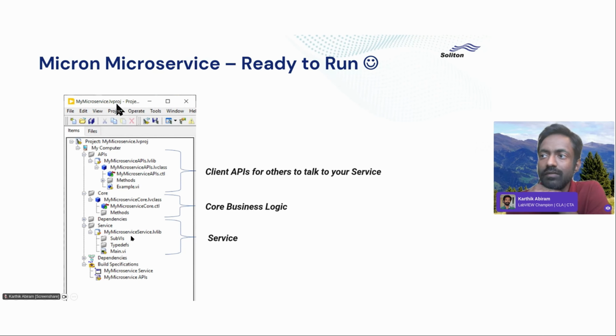Then you have the service, which is nothing but the UI, similar to the UI we saw earlier, with an event structure where it gets messages and calls the core APIs inside the service. You also have the build specifications already created for both your service and the client APIs. The general idea is that you build your microservice as an executable, and for people to talk to your service, you build a PPL, which is your client APIs. You can share this PPL with anybody, and they can call those APIs to talk to your service.